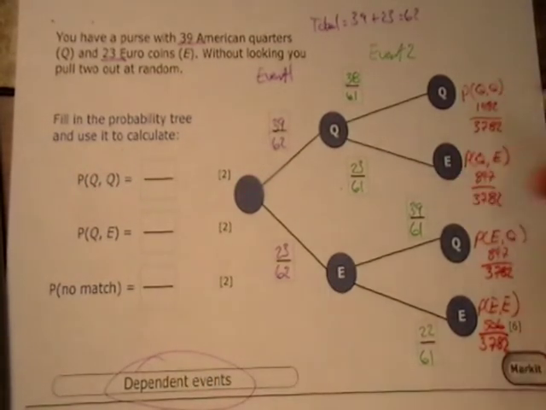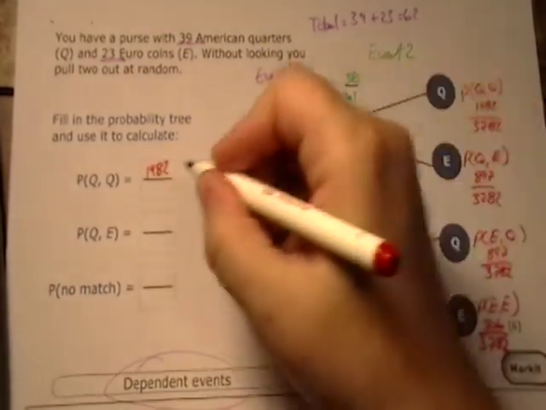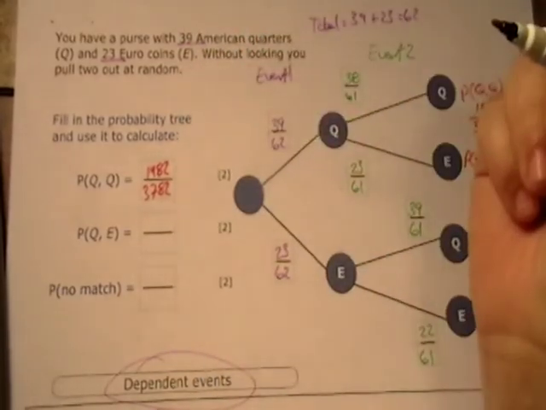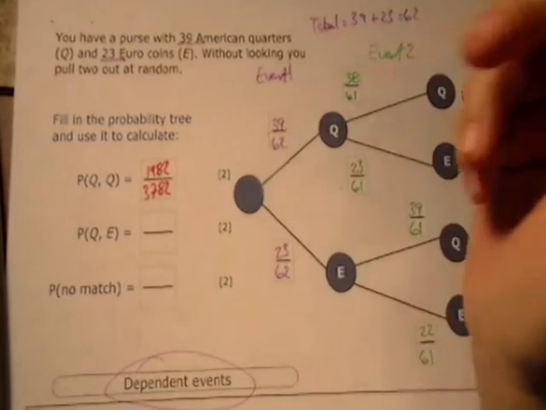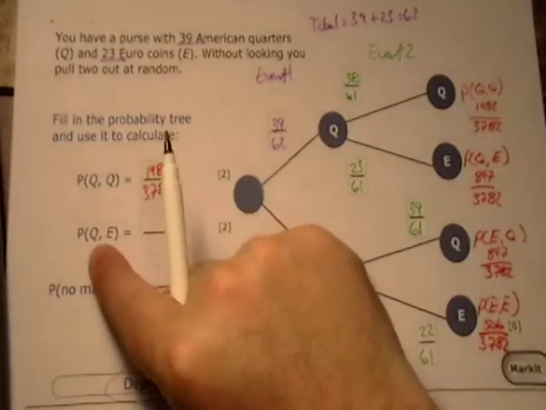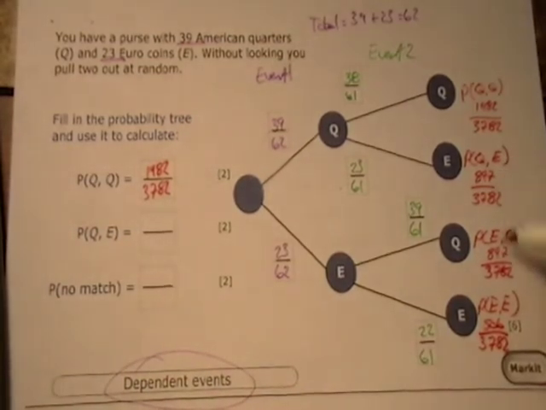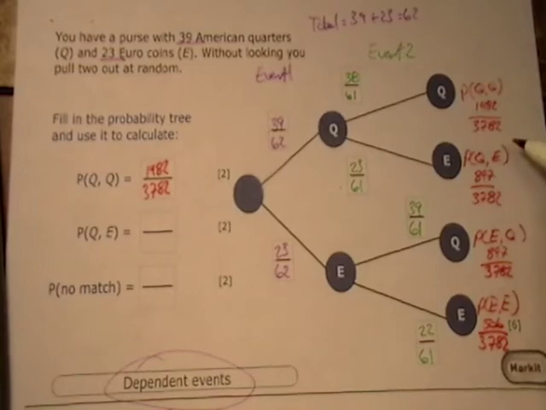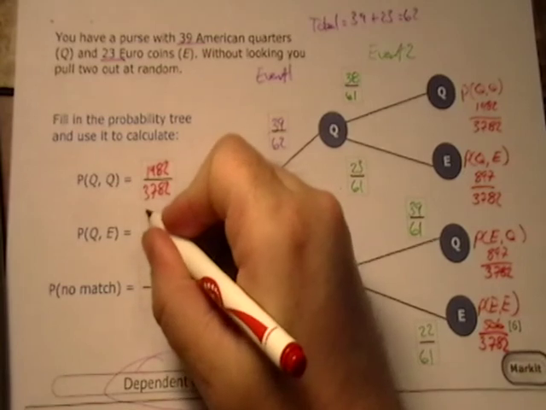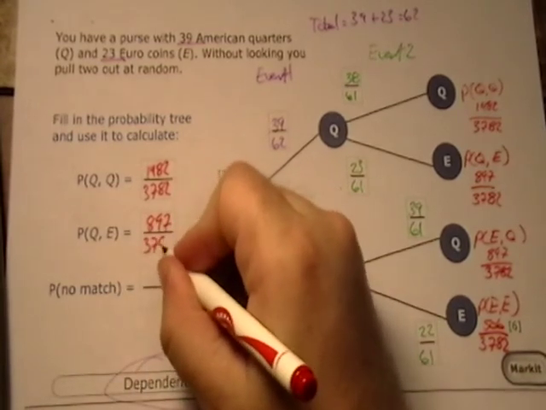Well, probability of quarter quarter is 1482 divided by 3782. Now I would go ahead and simplify those, divide out common factors, or I could make it a decimal or a percent. What's the probability of quarter then European? That's this one. Now notice it's the same number, but quarter then European, statistically speaking, is different from European then quarter. Unless they specify, it doesn't matter. Over 3, 7, 8, 2.